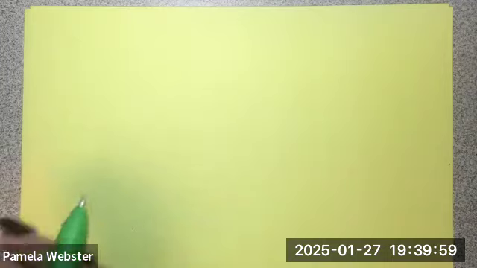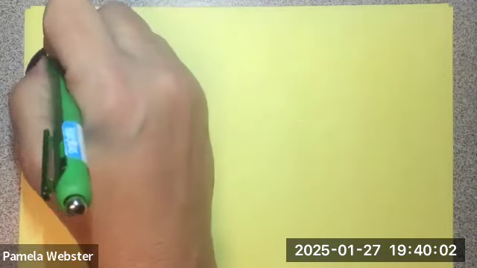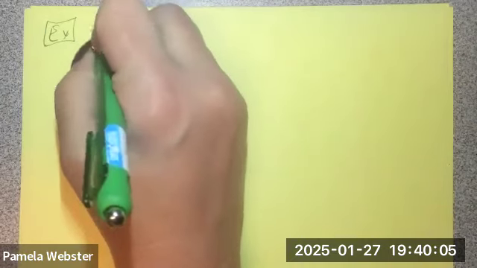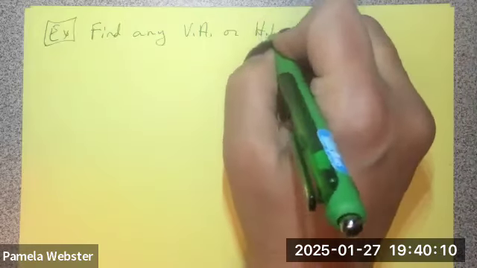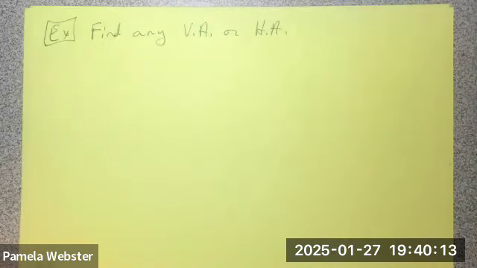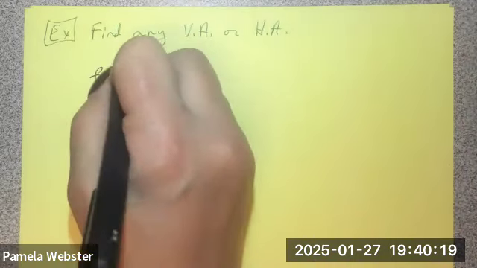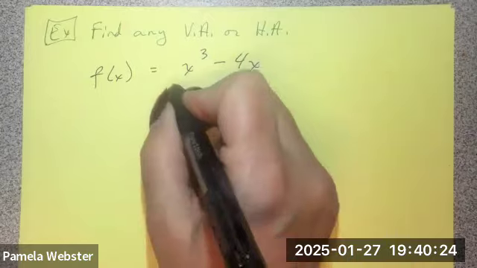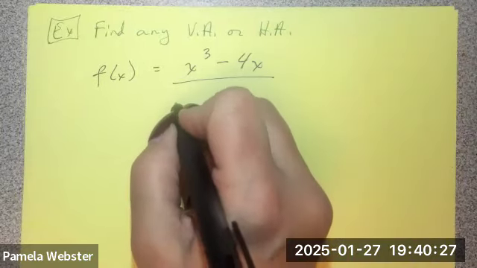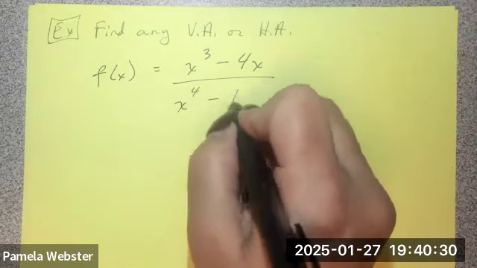Let's do this guy. And you're going to tell me if you see vertical asymptotes, and you're going to tell me if you see horizontal asymptotes. So the directions are going to say something like find any vertical asymptotes or horizontal asymptotes. My MyMathLab is going to say something similar to that as well. So my f of x equals x cubed minus 4x over x to the fourth minus 16.